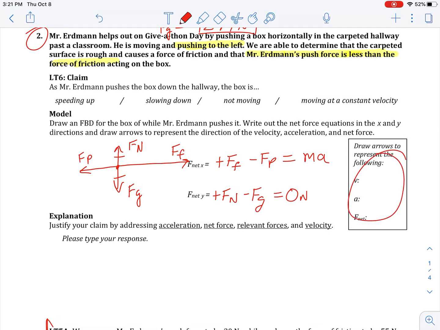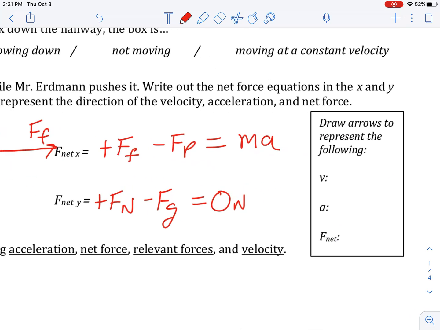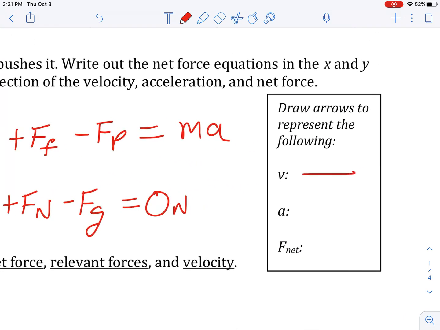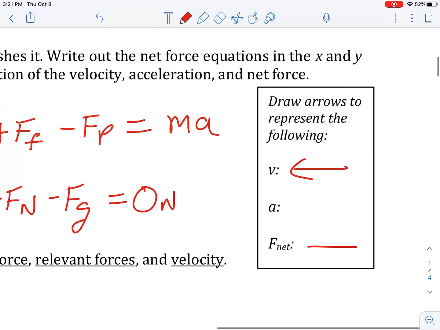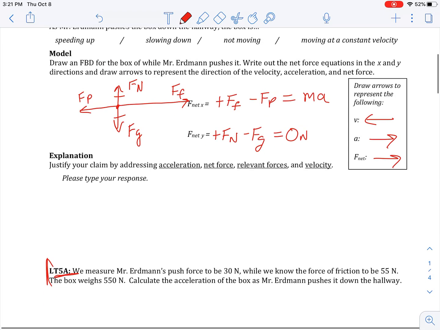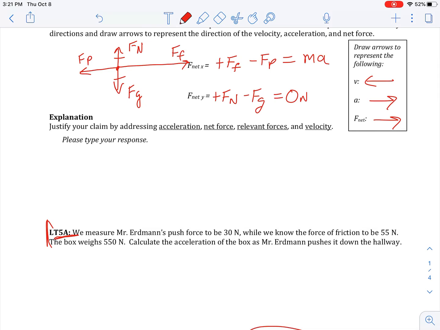But let's go ahead and fill in this box just for good measure. The box Mr. Erdman's pushing is going left. And we see that the net force is to the right because friction is larger than force push. So we're going to say the net force points to the right. And we know acceleration points the same way as net force. All right, so we're going to jump down to LT5a.